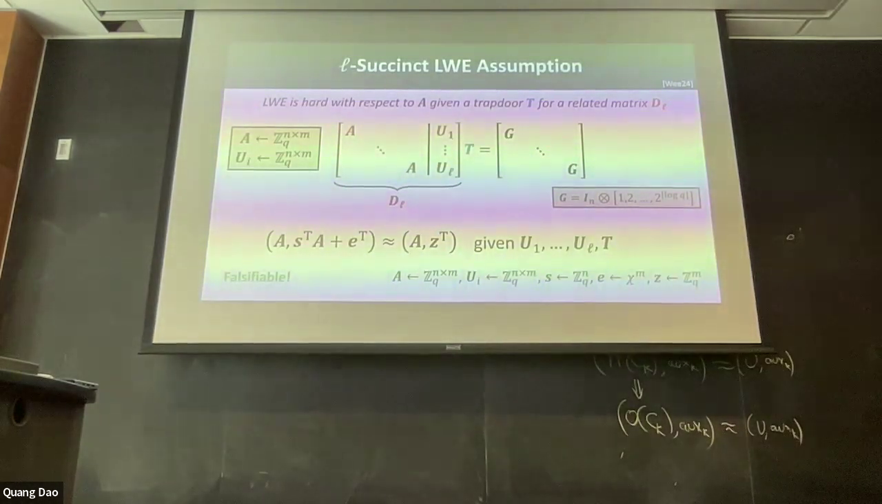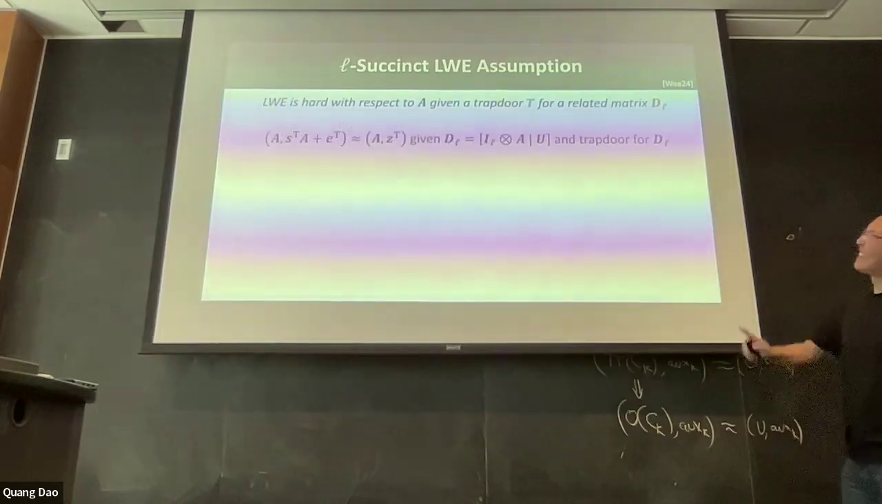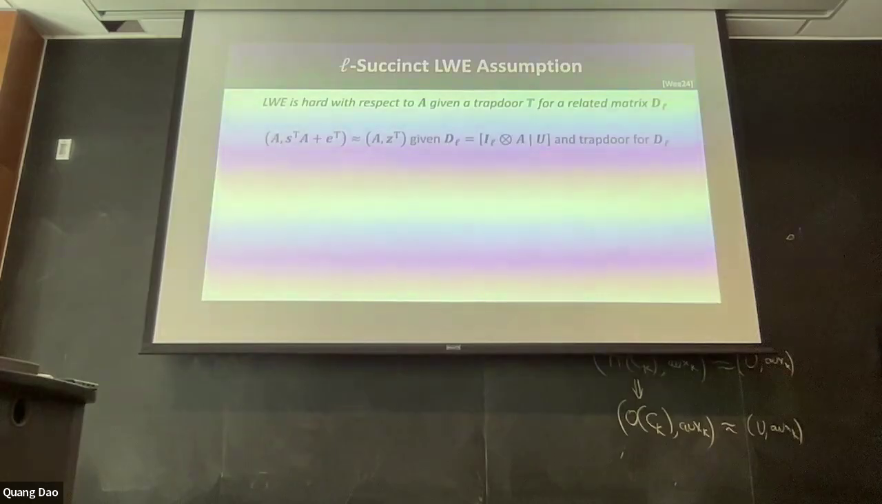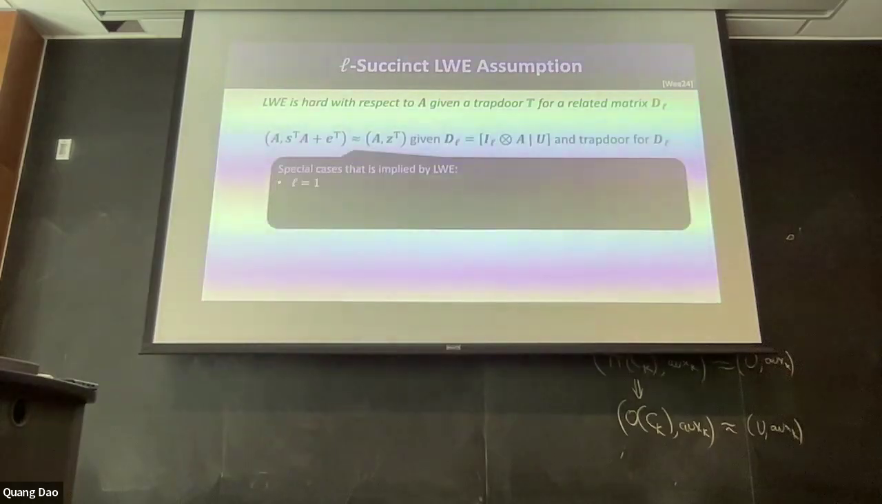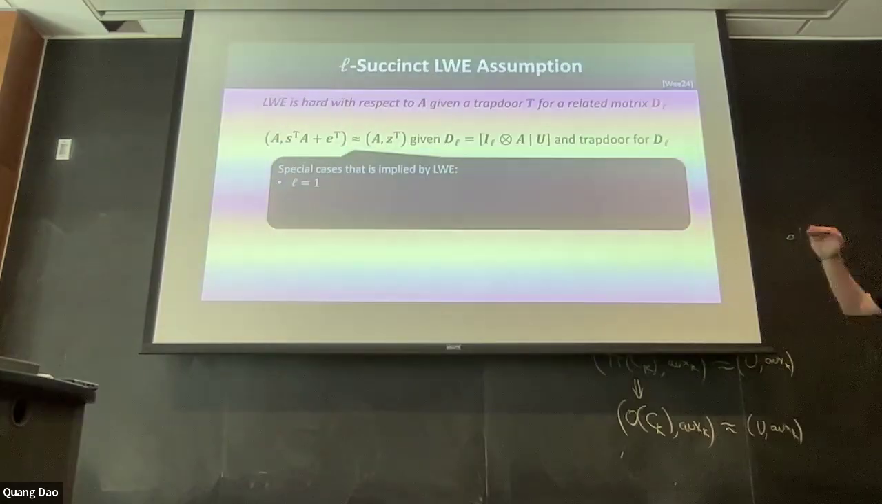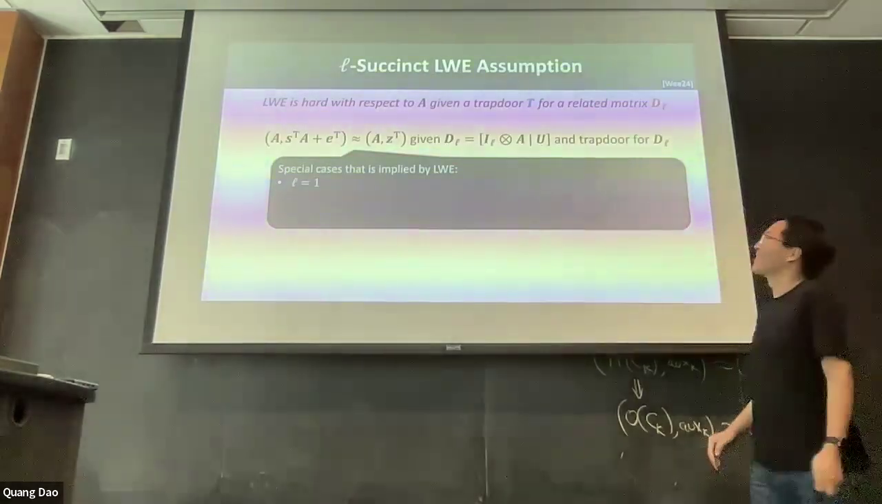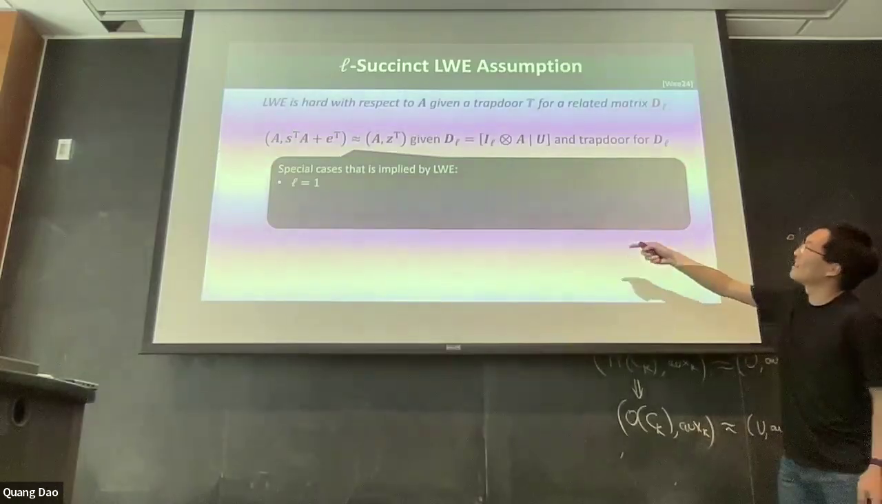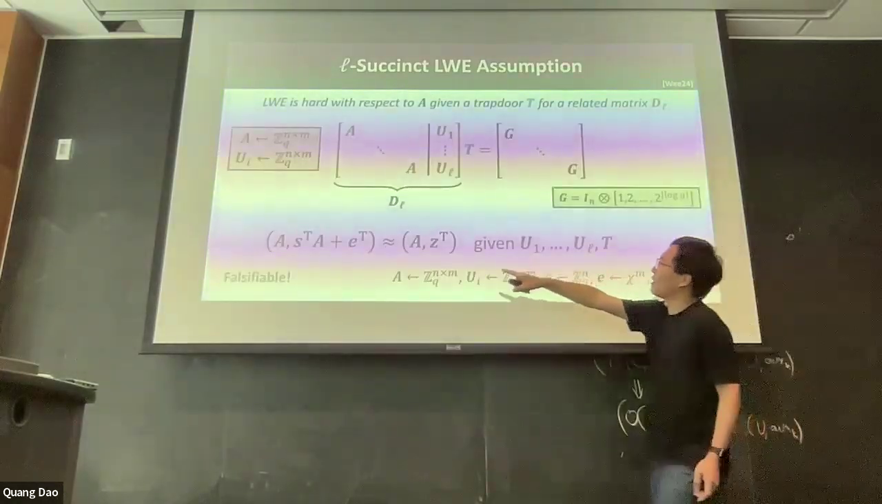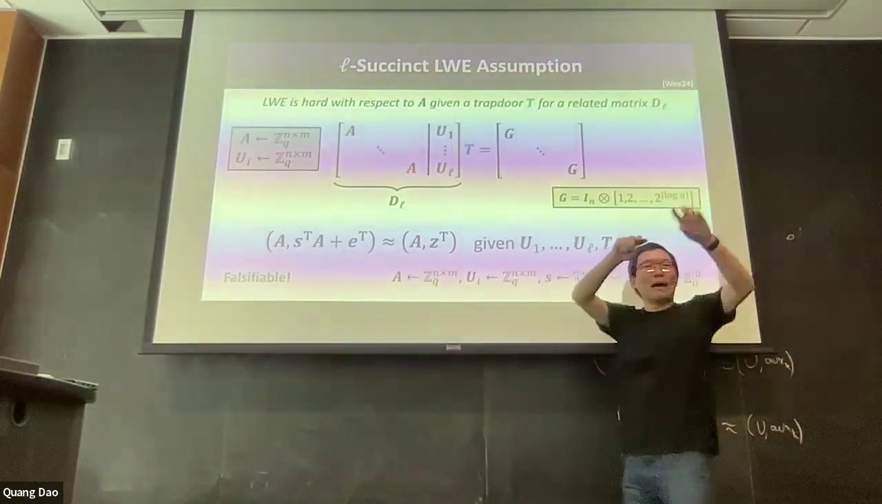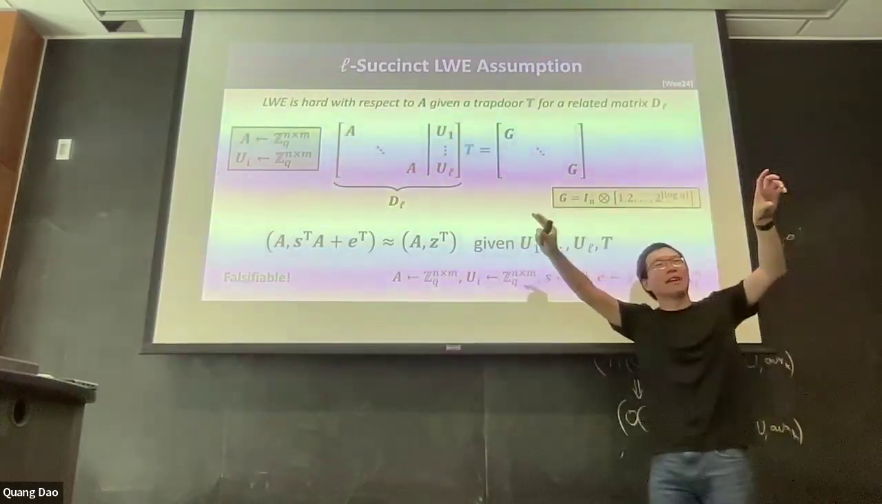So for L equals 1, that's the next slide. Yep. Let me say a little bit about what is known about this assumption. As was already pointed out, the L equals 1 case is implied directly by LWE, just by standard trapdoor extension techniques. The L equals 1 case basically says LWE is hard with respect to the matrix A, given a trapdoor for A concatenated with a random matrix.